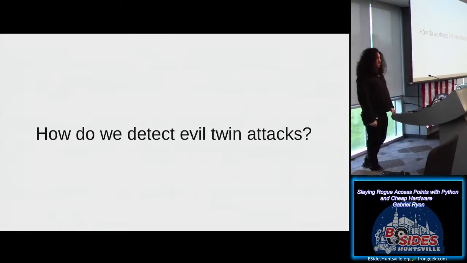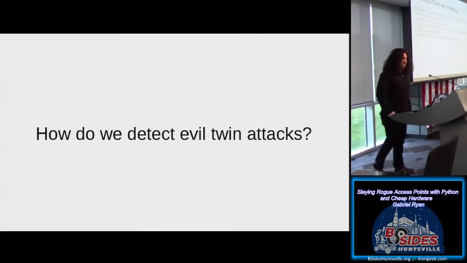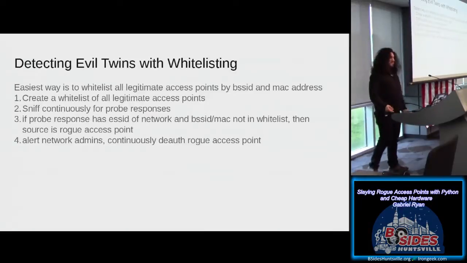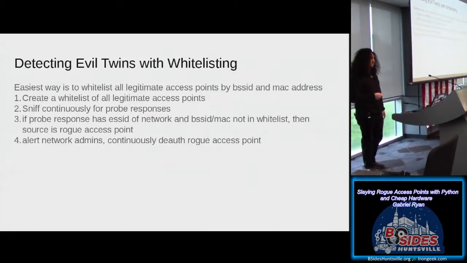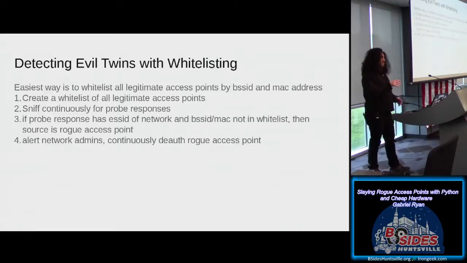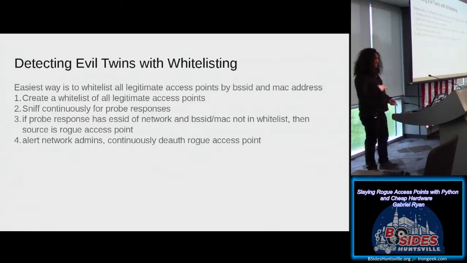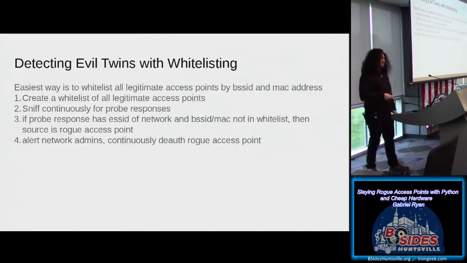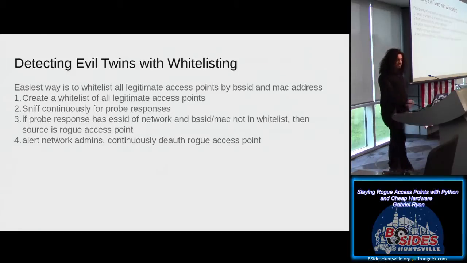So, how do we detect evil twin attacks? Well, the easiest way to do this is whitelisting. You can create a whitelist of legitimate access points with the BSSID, not the network name, but the actual BSSID of the hardware access point. You can set up a list of those that correspond to the SSID of your network, and sniff continuously for probe responses coming from nearby access points. If you get a probe response with your SSID, your network name, but the BSSID is not in your whitelist, at that point something fishy is going on.